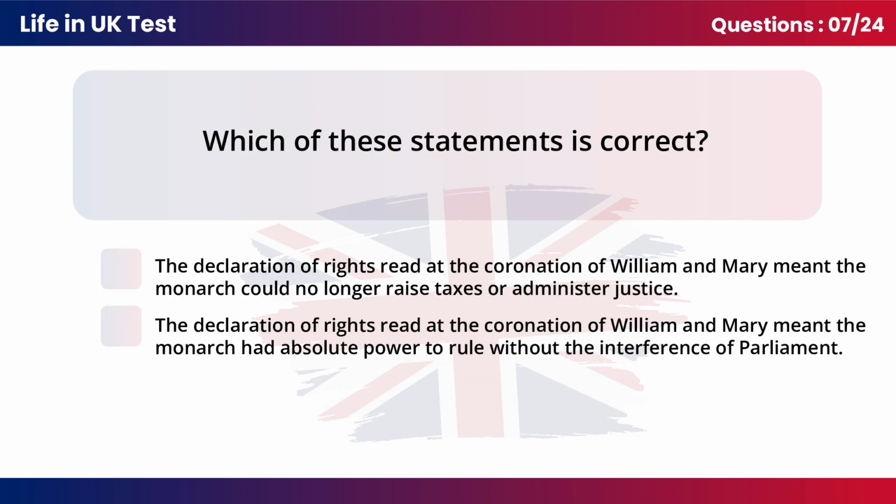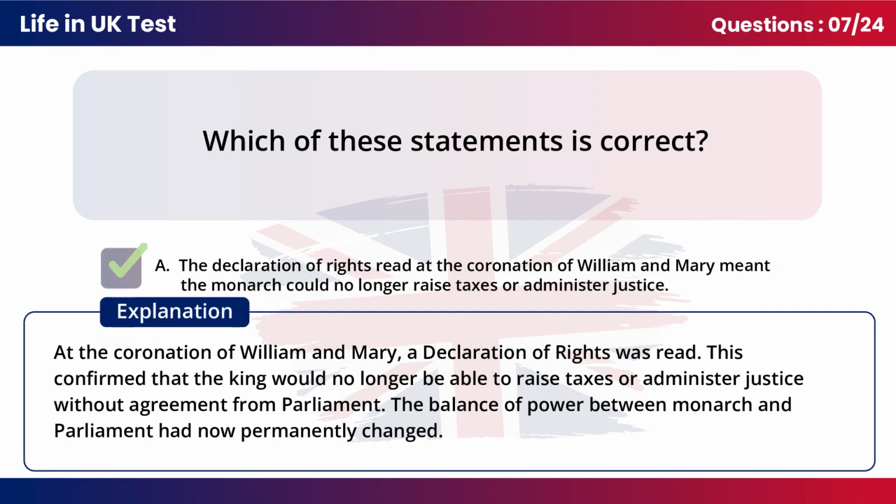Question 7. Which of these statements is correct? A. The Declaration of Rights read at the coronation of William and Mary meant the monarch could no longer raise taxes or administer justice. At the coronation of William and Mary, a Declaration of Rights was read. This confirmed that the king would no longer be able to raise taxes or administer justice without agreement from Parliament. The balance of power between monarch and Parliament had now permanently changed.